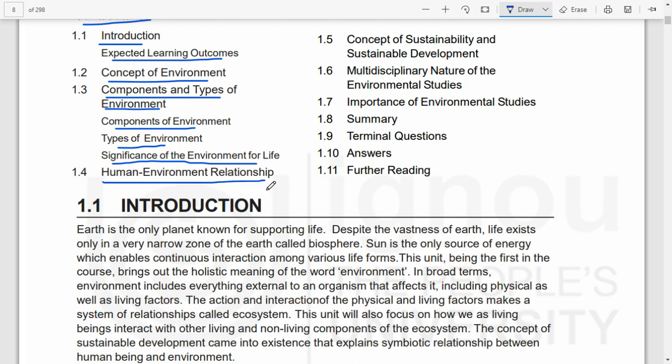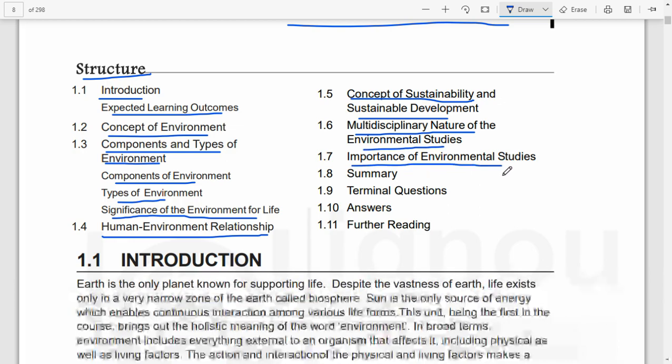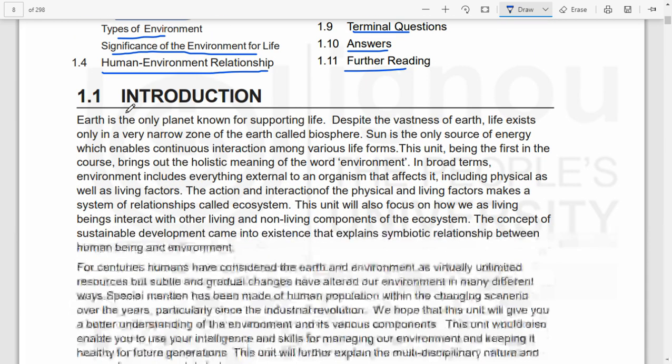Human-environment relationship. Concept of sustainability and sustainable development, multidisciplinary nature of the environmental studies, importance of environmental studies, summary, terminal question, answer, further reading. Introduction.